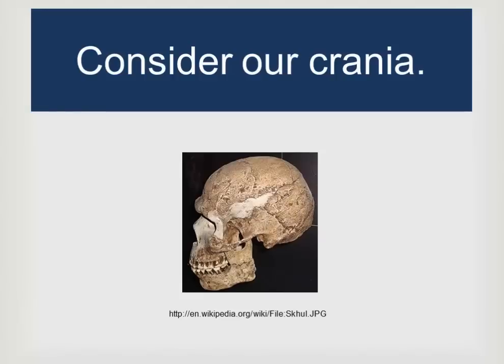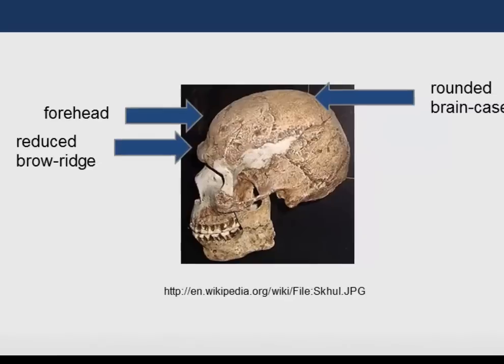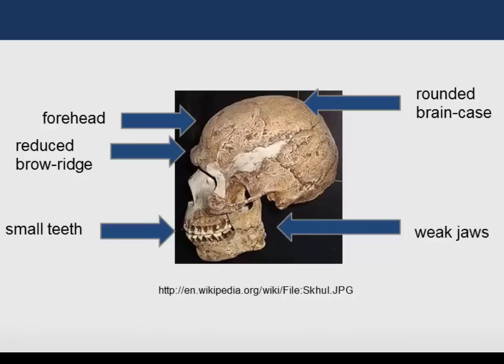So this skull was found in Israel. It's somewhere between 80 and 120,000 years ago. But if we look at it, we'll see that the brow ridge is relatively small, that there's a distinct forehead. So one thing about Homo sapiens sapiens is that we have foreheads. The brain case is rounded. Our teeth tend to be quite small relative to ancestral hominins. And we have rather weak jaws, and that shows up in our skeletal structure of what are called zygomatic arches.